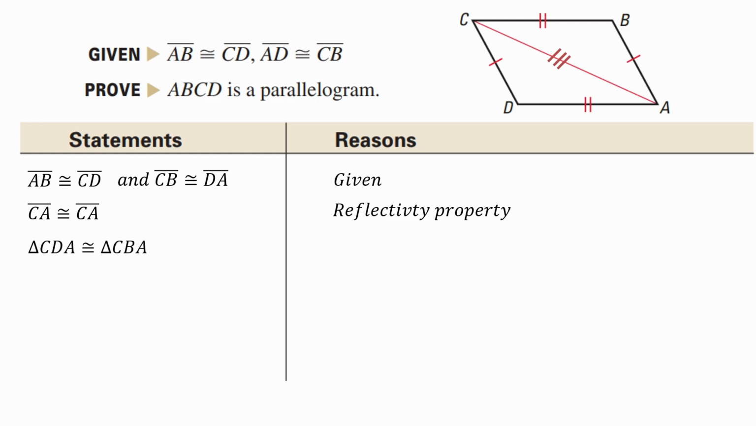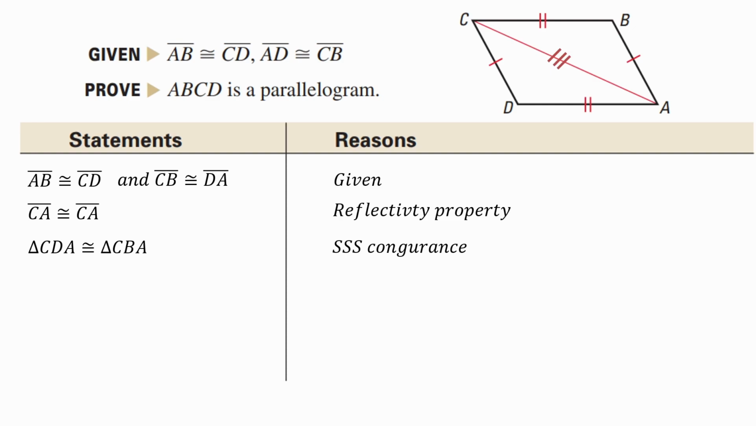After that, we now can say that the triangles are congruent because we are actually given 3 sides. We are given 2 sides from the given, then we got the third side from the reflexive property. So triangle CDA is congruent to triangle CBA, and that is through side, side, side.